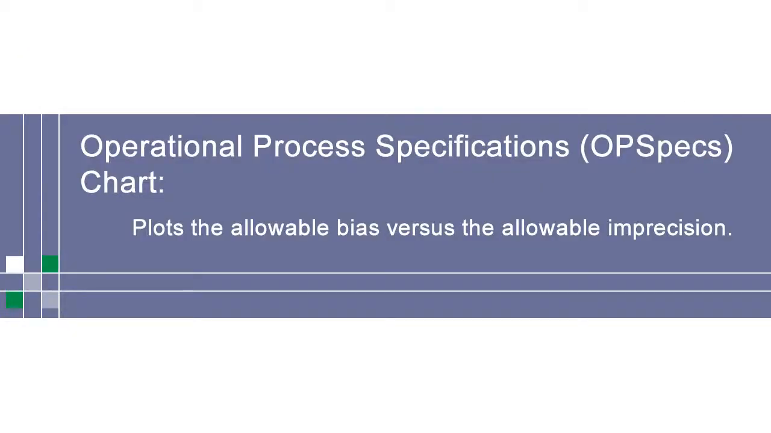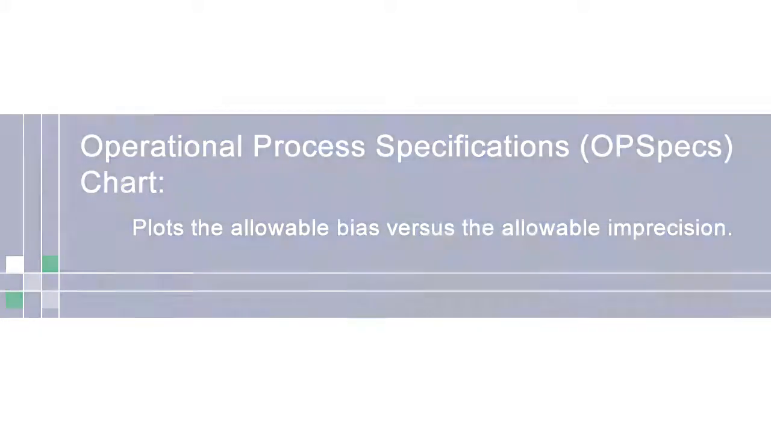OPSpecs Charts plot the allowable bias versus the allowable imprecision. Westgard Advisor can generate multiple sets of rules for a test based on different TEA and consensus group settings. Comparing different OPSpecs charts is an easy way to determine which settings are the most appropriate. First, we'll work on understanding OPSpecs charts in the abstract before looking at them in the context of the software.